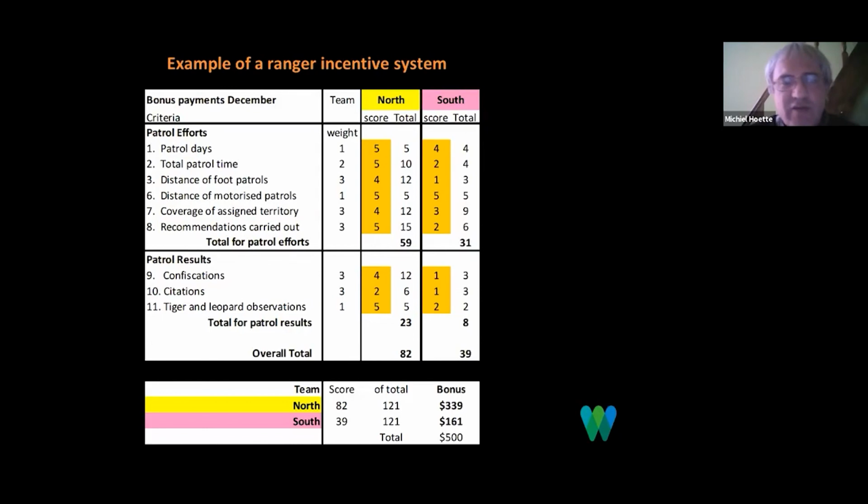And there are 2 categories: patrol efforts and patrol results. Well, basically a very simple system. And you can, of course, put in any criteria that you find relevant. It's no problem if you change the criteria every now and then. You can also give weights to the various criteria and change the weights to reflect, for instance, changes in the patrol priorities and the targets that teams receive.